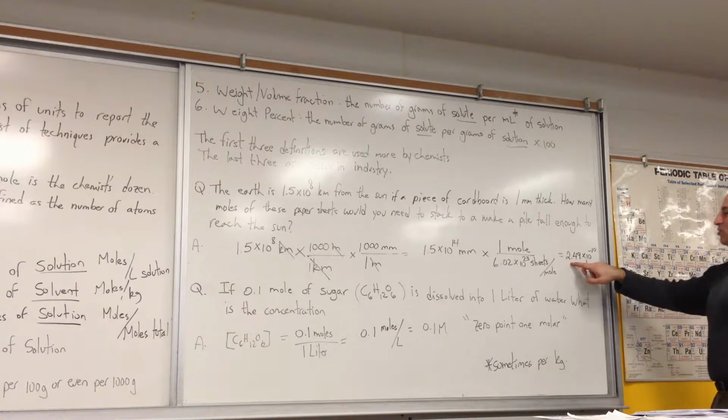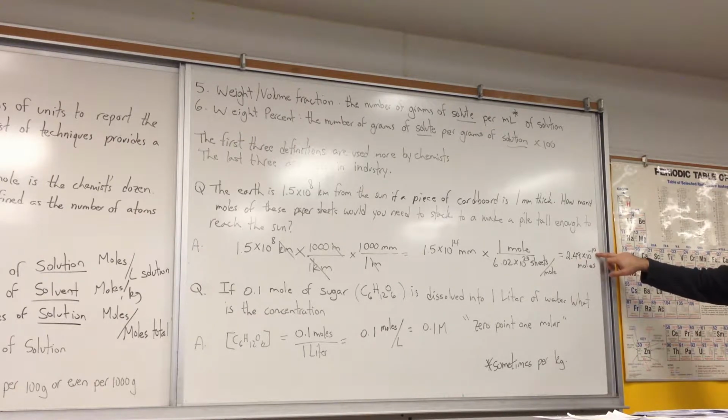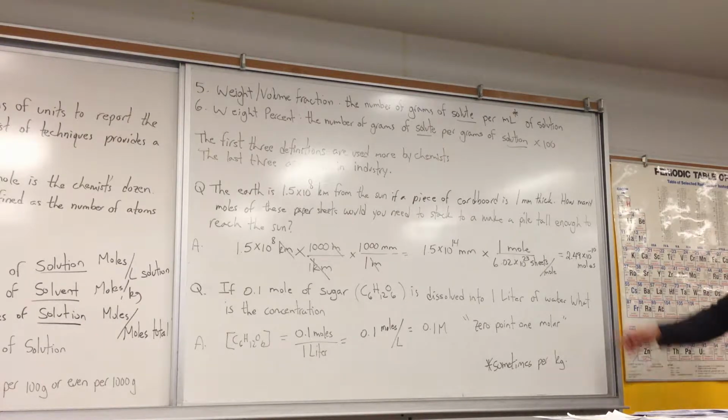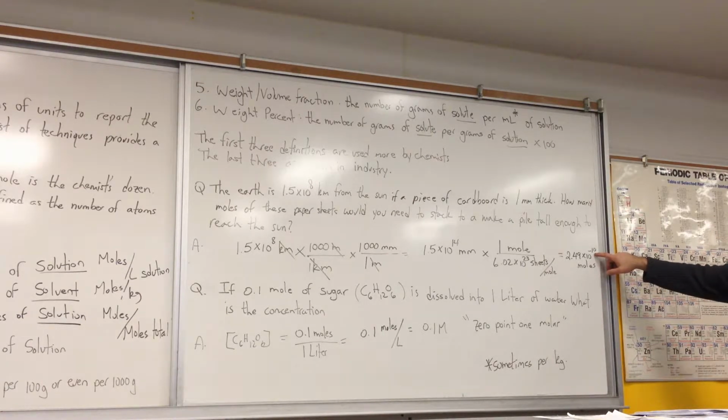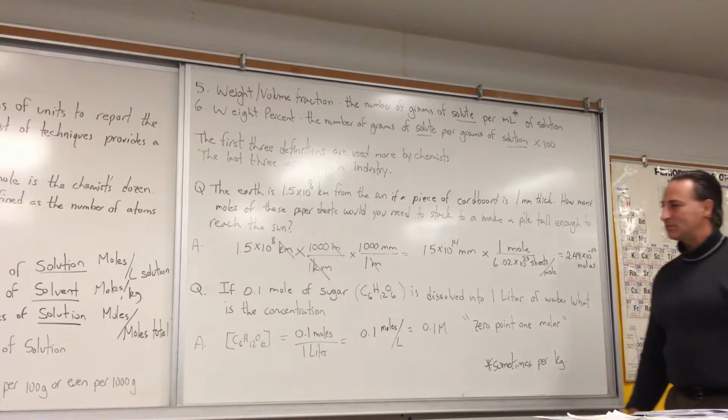So your number would be 2.49 times 10 to the minus 10. So 2.49 10 billionths of a mole. So even though we've given ourselves this seemingly impossible task to make a pile of paper all the way to the sun, it still ends up being a tiny fraction of 1 mole.